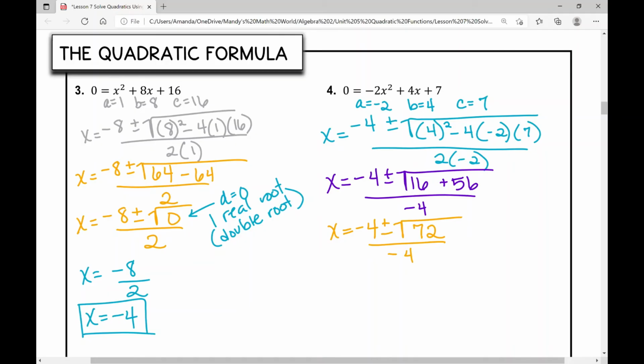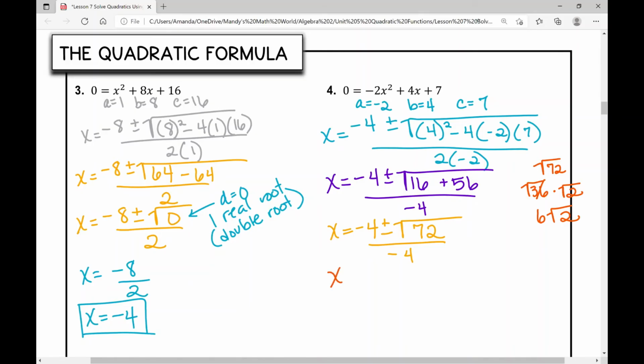Yes, it's a non-perfect square root, and I know I can simplify it. So the square root of 72. What's the biggest perfect square that goes into 72? 9 does go into 72, but there's a bigger perfect square that goes into 72. Square root of 36 times square root of 2. What is the square root of 36? It's 6. 6 times the square root of 2 is the square root of 72 simplified.